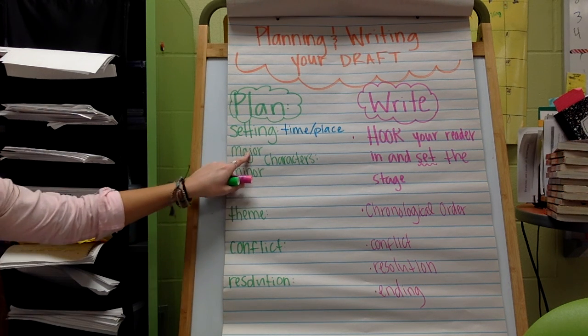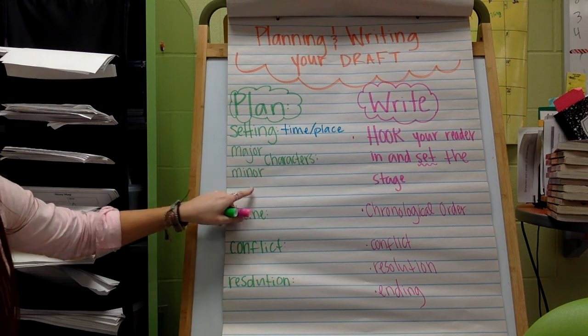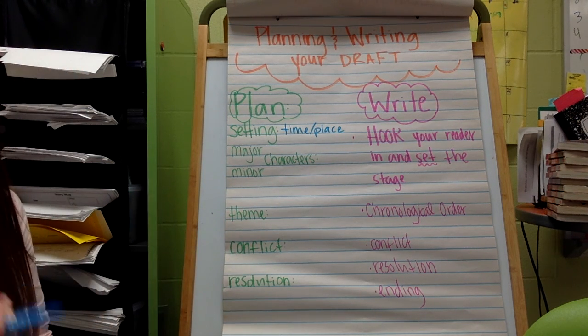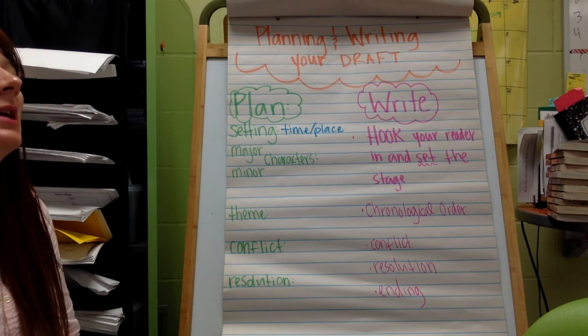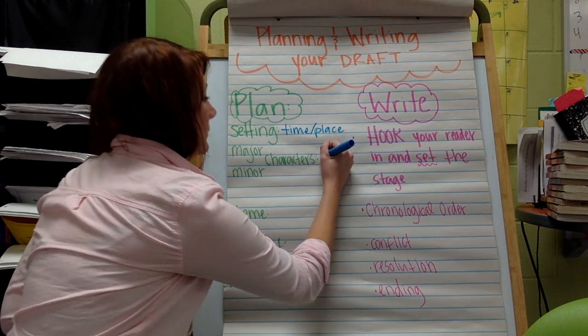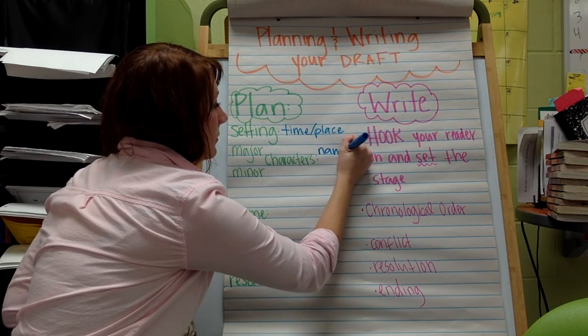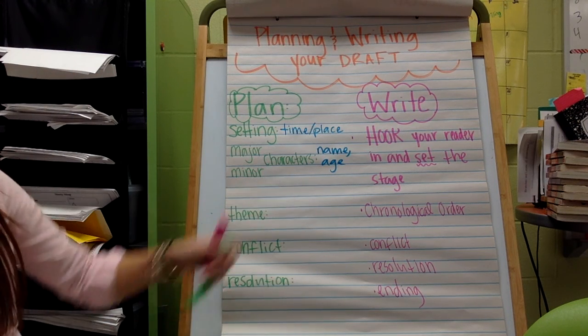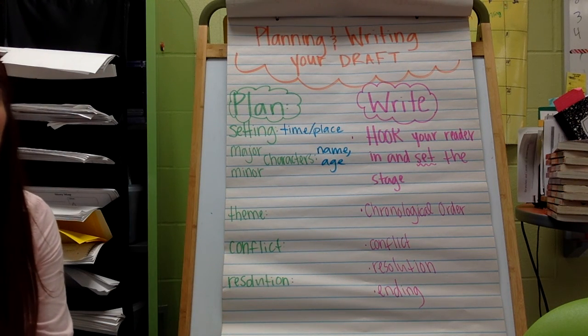Next, you need to name your major and minor characters. They all need to have a name and an age. I think that's a good way for you to get the basics down for those characters that you're building. So, of major and minor characters, I would start with their name and age, and then you can begin to develop those characters as you write.